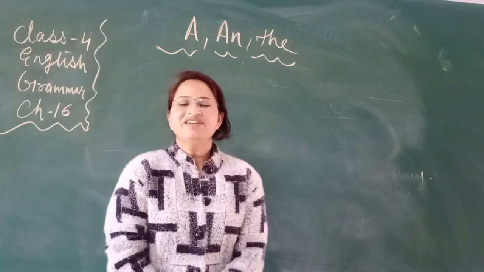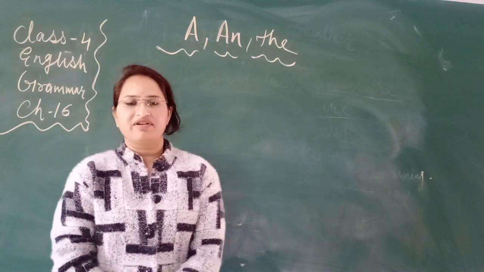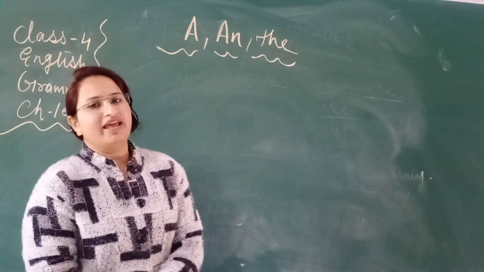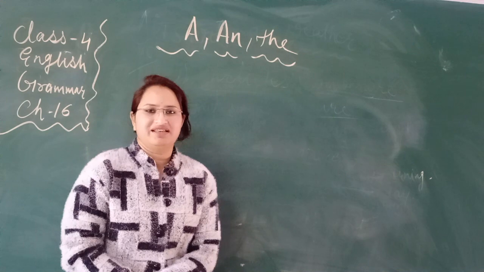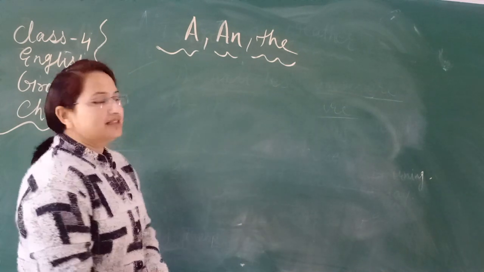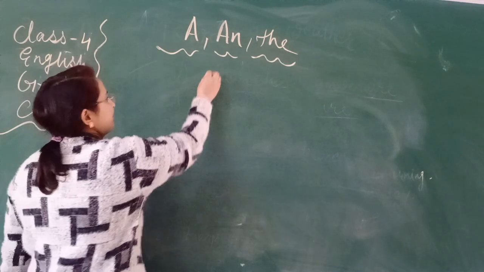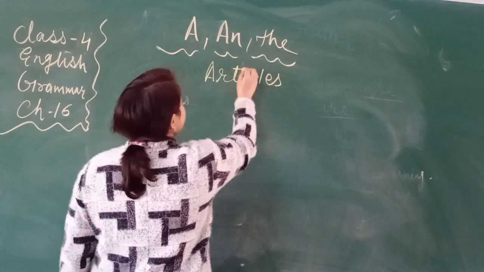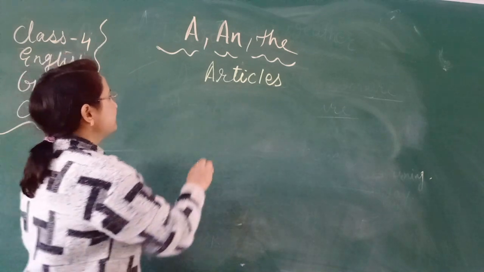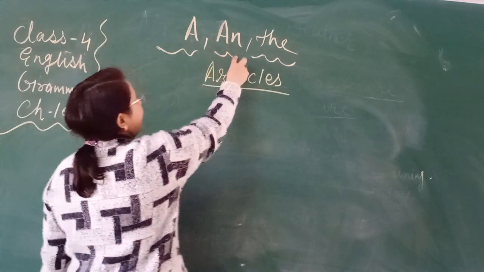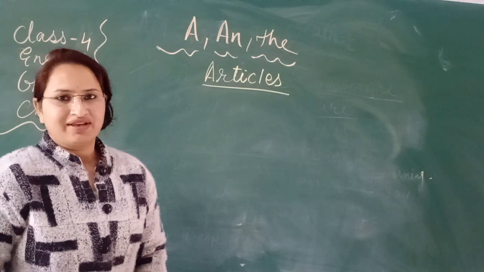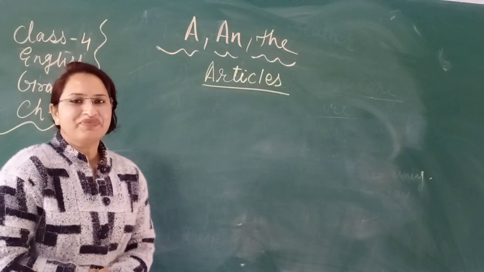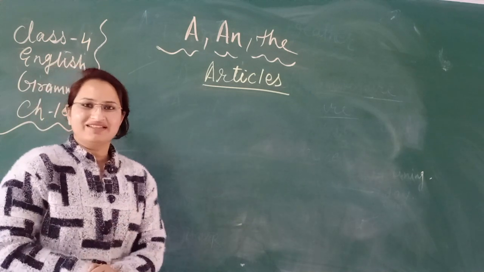Hello students, today we are starting a new chapter of the grammar book, that is use of a and the, chapter 16. A and the means articles. What we are going to learn today about articles. There are three articles, use of a and the. In the previous classes, you have already learned a lot about them. Today again we will revise it.